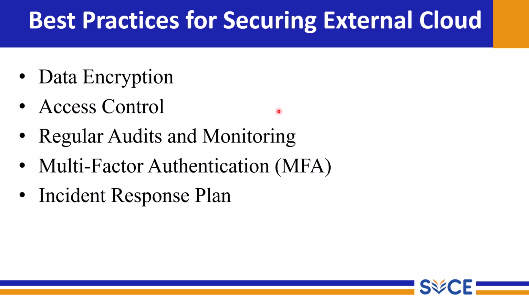First is data encryption. Encrypting data both at rest and in transit ensures that even if unauthorized access occurs, the data remains unreadable. Access control involves implementing strict access control using the principle of least privilege, which ensures that users have only the permissions necessary to perform their job functions.